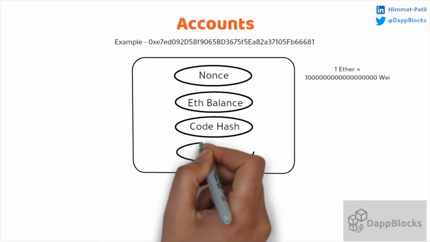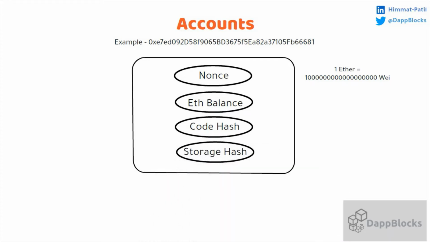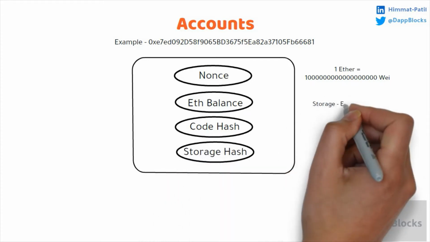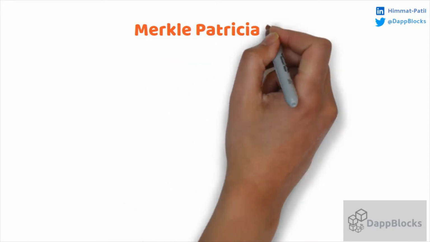Fourth, storage root or storage hash. It is a 256-bit hash of the root node of a Merkle Patricia Trie. By default it's empty. Let's quickly understand Merkle Patricia Trie.